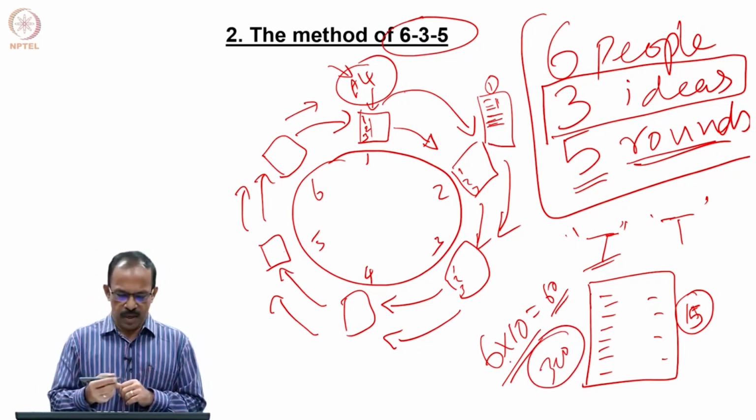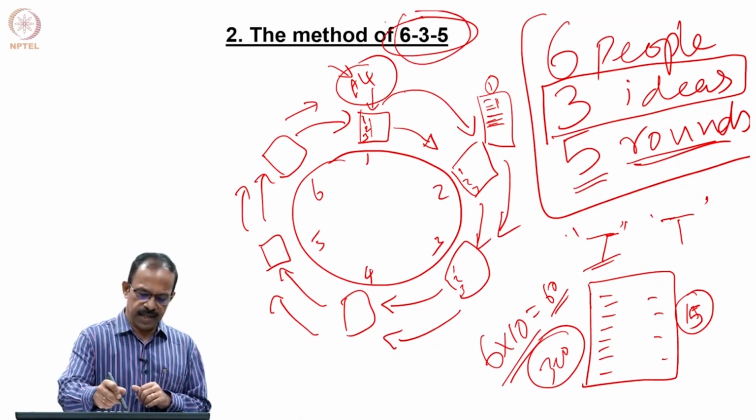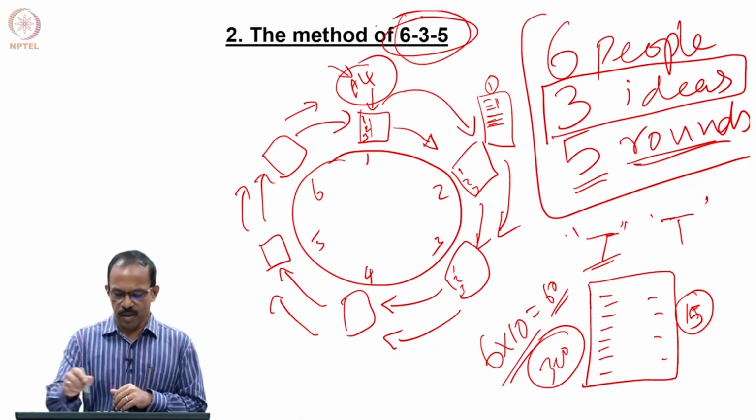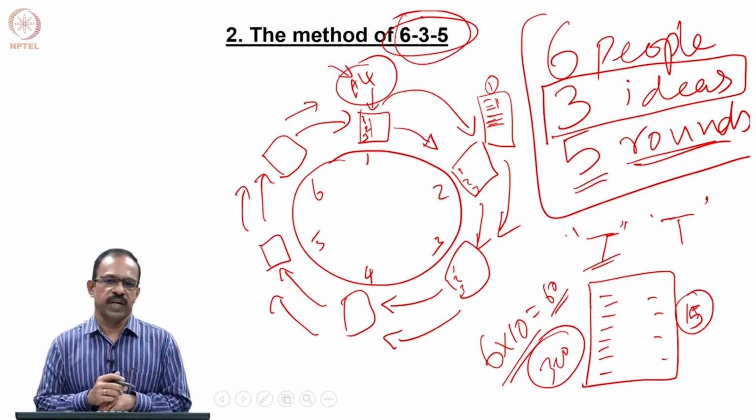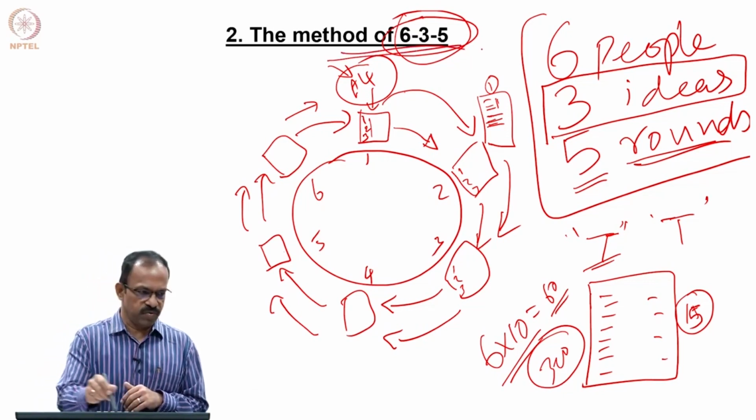So, this is the 6-3-5 method, where we get a large number of ideas by following the principle of 6 people, 3 ideas and 5 rounds. So, that is known as the method of 6-3-5.